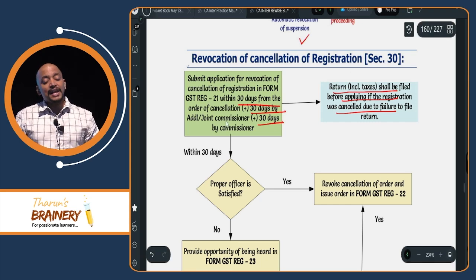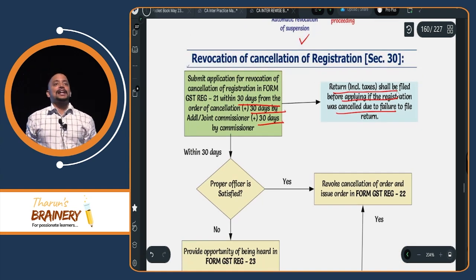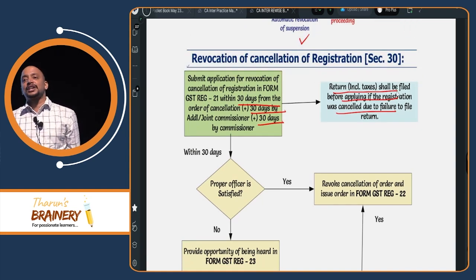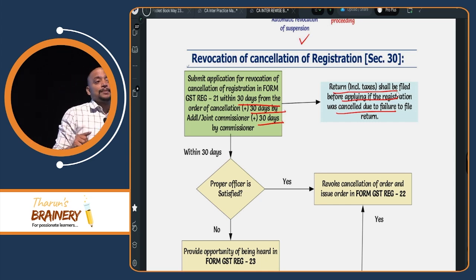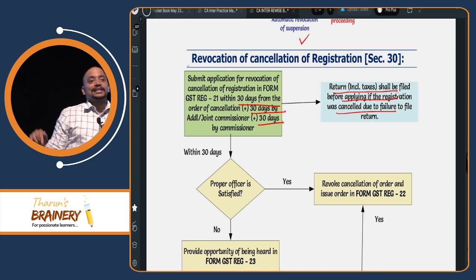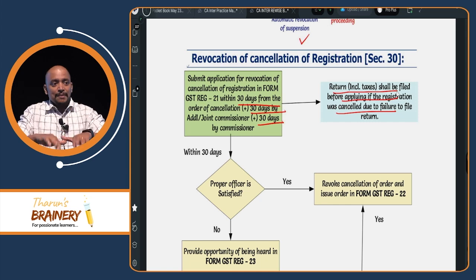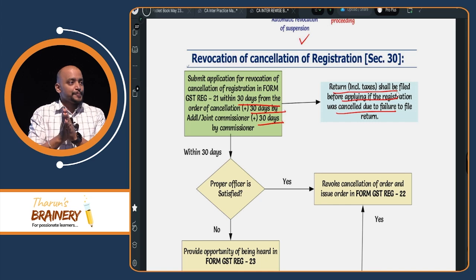But I don't have to wait till that time. Even before conclusion of cancellation proceedings also I can file the returns. So they will not issue cancellation order. If I miss this, then they will issue cancellation order. After cancellation order, I need to make application for revocation. What is the time limit for application for revocation? 30 days from the cancellation order, which can be extended for a further period of 30 days by additional or joint commissioner, further 30 days by commissioner. Now I made application for revocation. Before making application for revocation, what I should have done?